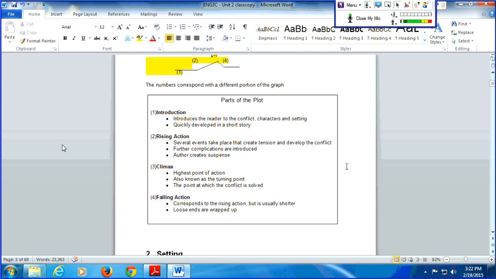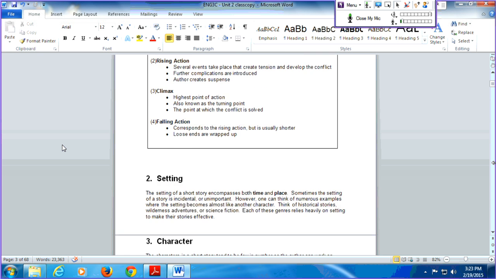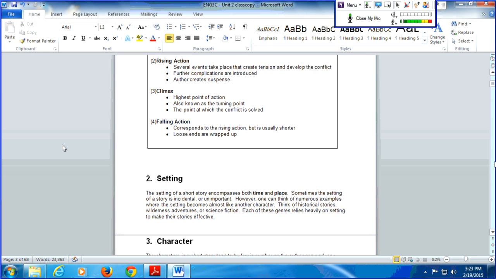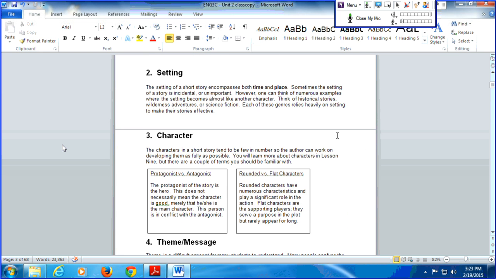Everything's resolved. And number 4, the really quick drop off there, is known as the falling action. And what that means is that corresponds to the action you just showed. So that's when everything gets resolved. All the loose ends get wrapped up, and everyone moves on, either happily or unhappily ever after, depending on what happens. So that's the first one. That's all the plot. That's one element of a short story. Our next is known as the setting.